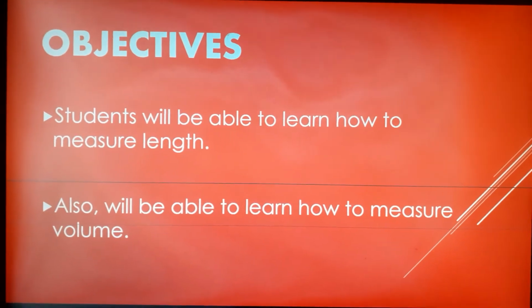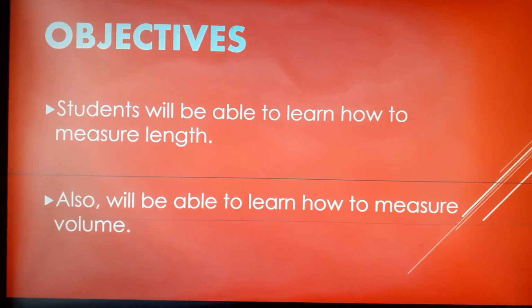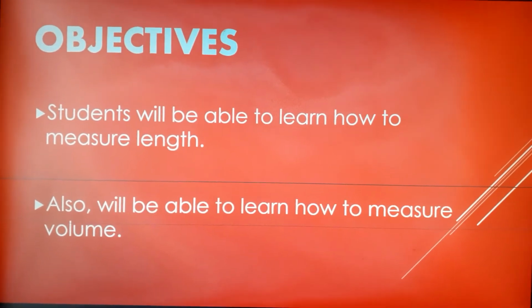So to start, we have two objectives. Number one is that you are going to learn how to measure length, and you also will learn how to measure volume.